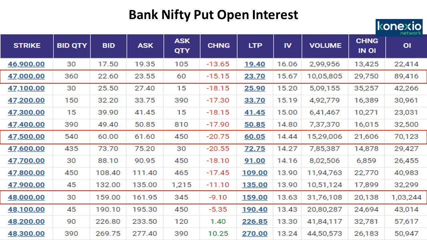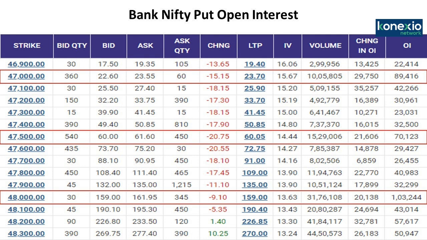If there is no put writing, then the trend would start getting negative at the higher levels or from these levels also. So one needs to be cautious. Now here another important thing is the implied volatility is high. It is between 13.63 to 16.06.